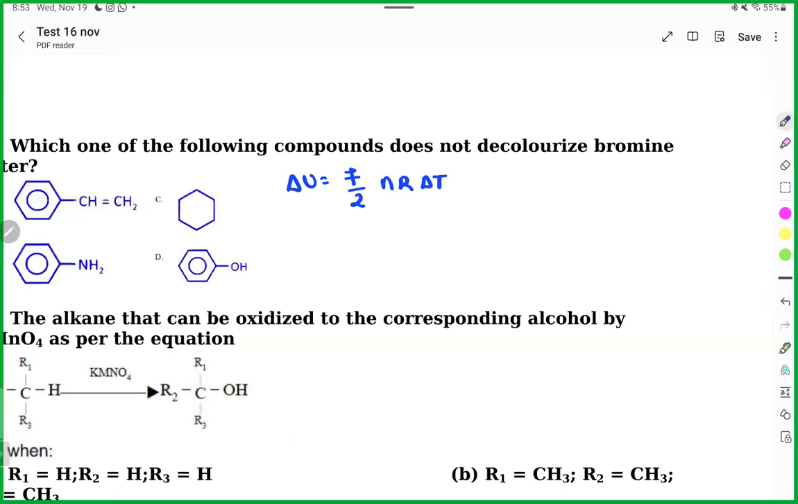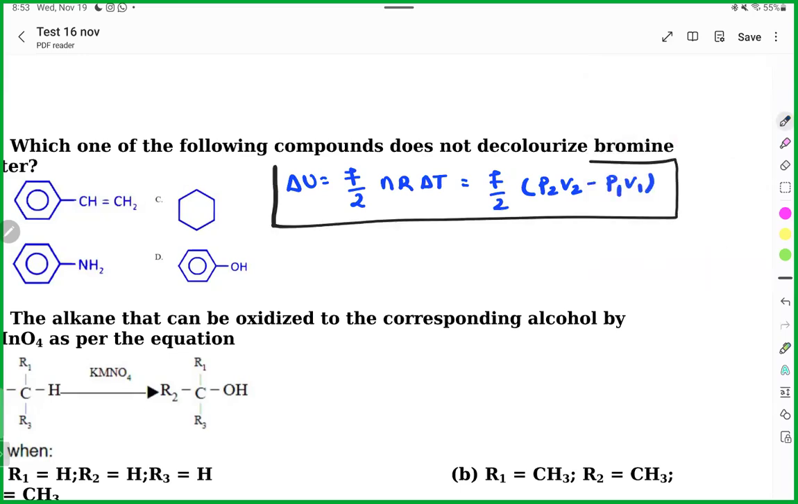This is the formula. And degree of freedom is same, and R delta T is also equal to P2 V2 minus P1 V1, final work done minus initial work done. This is the formula we are getting.